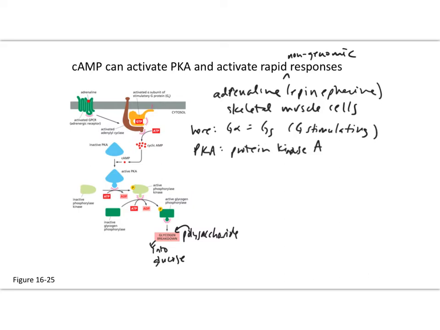As a reminder, this is a non-genomic response, and as you can see, there's no nucleus in this figure, and this is a type of response that, when cytosolic only, can be very rapid, and so could be on the order of seconds to go from the adrenaline or fight or flight signal to glucose available for ATP production.